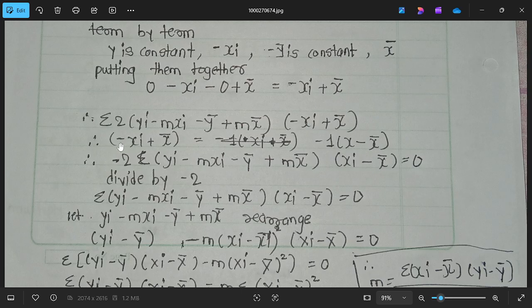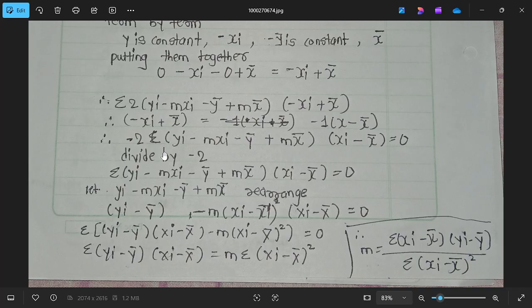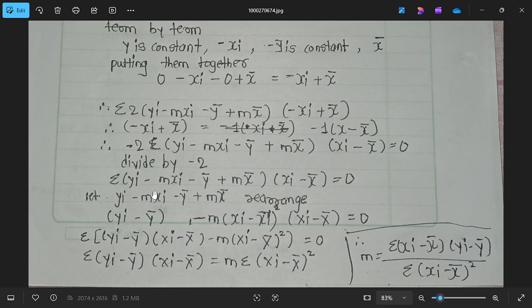So here, for the minus xi plus x bar, the -1 is taken outside the bracket, and it becomes -1 times (xi minus x bar). The minus symbol is taken out of the bracket, and now it will multiply with the 2, and it becomes -2, and u as it is, and it will become xi minus x bar equal to 0. Now we are going to divide the whole equation by -2, and the -2 will cancel out.